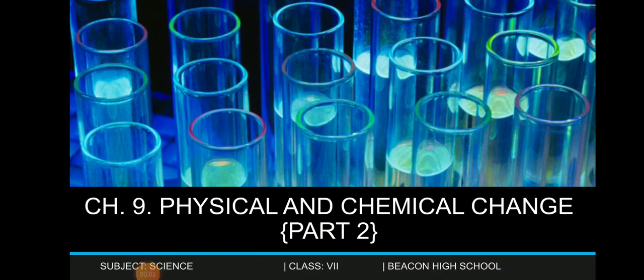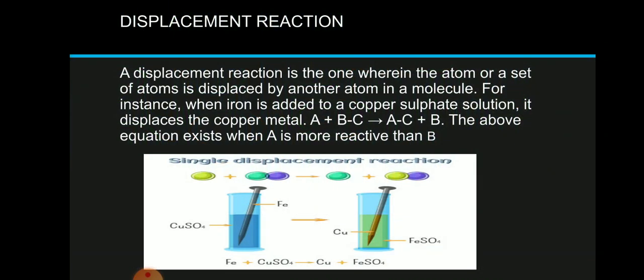Hello everyone. In the second part of our chapter, we are going to talk about the displacement reaction, which is again a chemical change. In a displacement reaction, one atom or a set of atoms is displaced by another atom in a molecule. For instance, when iron is added to copper sulfate solution, it displaces the copper metal. You can see it in the picture, where copper sulfate, CuSO4, solution is there and an iron nail is kept in it.